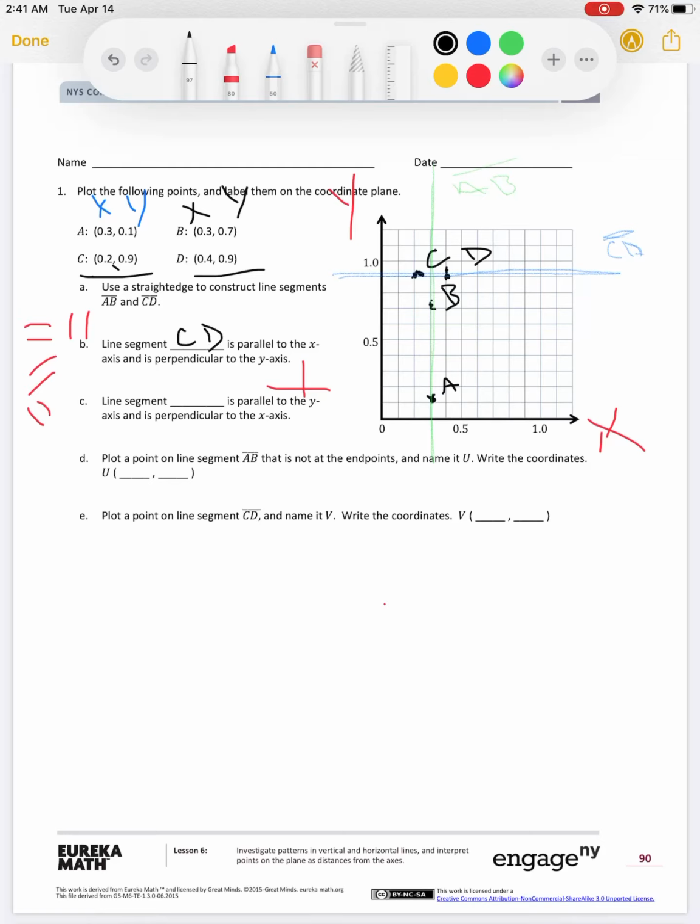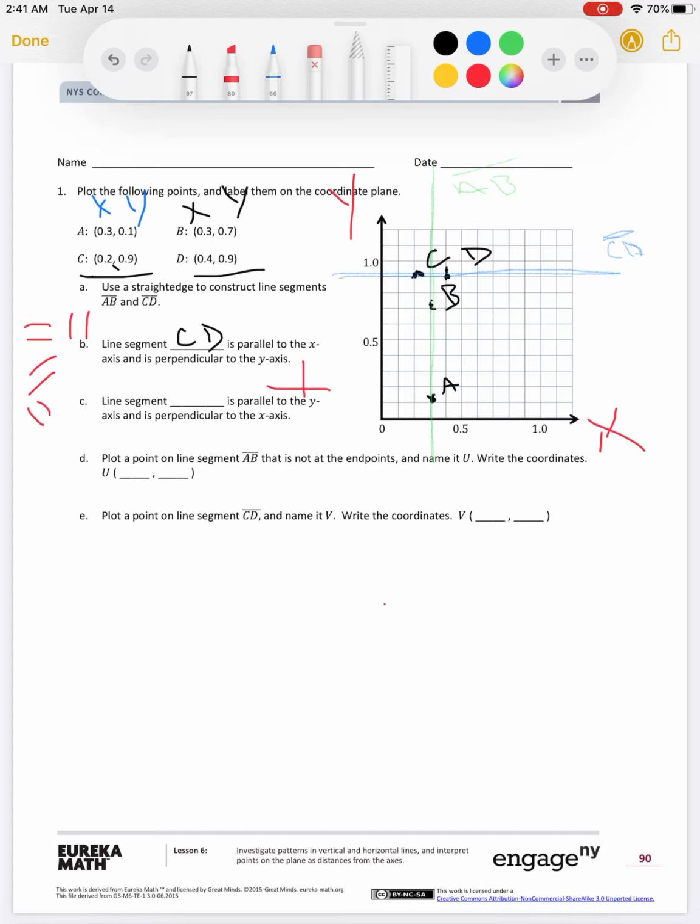Very good. Okay. Now it says and perpendicular to the y-axis. So perpendicular to the y-axis would be here. Okay. The two cross each other. So we do have the correct line. Okay. All right. CD, they cross, is perpendicular to the y-axis.